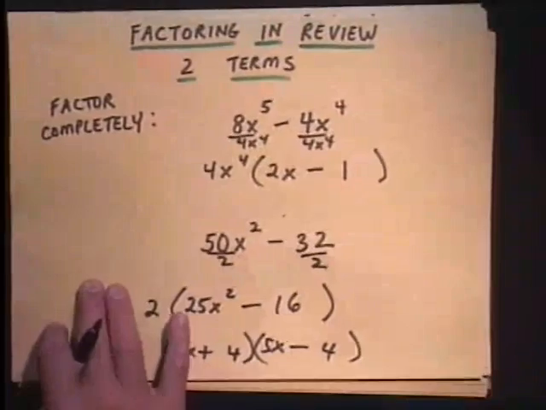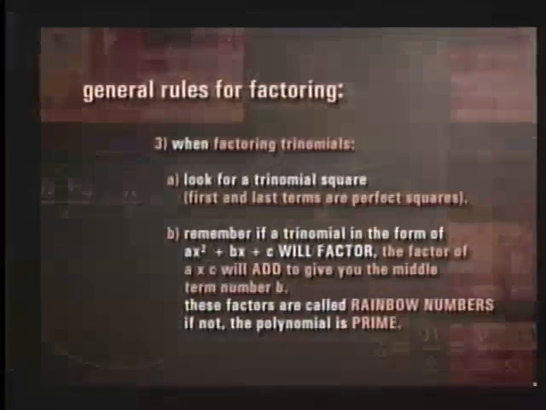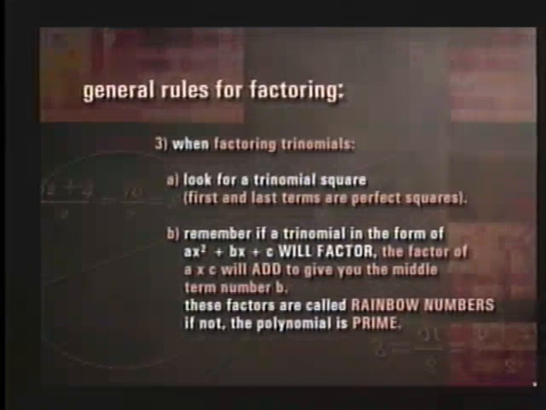Next graphic. Now, we have talked about this as well. When factoring trinomials, the easiest thing to look for is that trinomial square. First and last terms are perfect squares. You get two of the same things. Or remember, if a trinomial will factor, you can always use your rainbow numbers. The factors of a times c will always add to give you that middle number b, and if not, the polynomial won't factor or is prime. So let's look at a few of those in review.